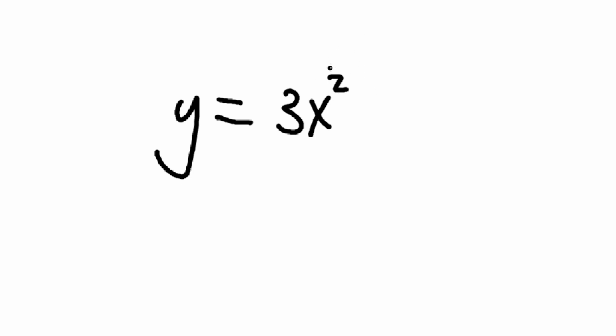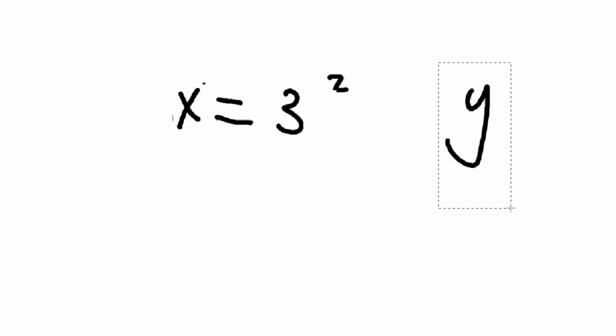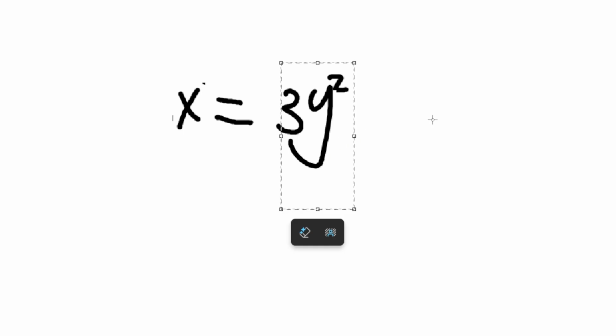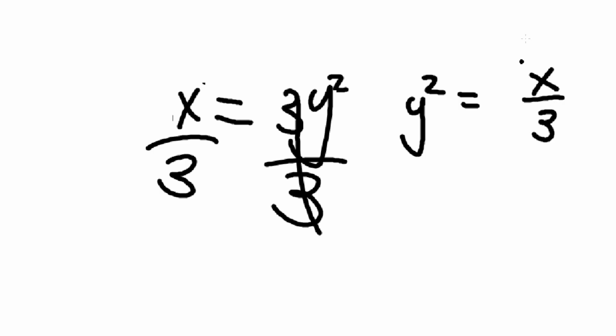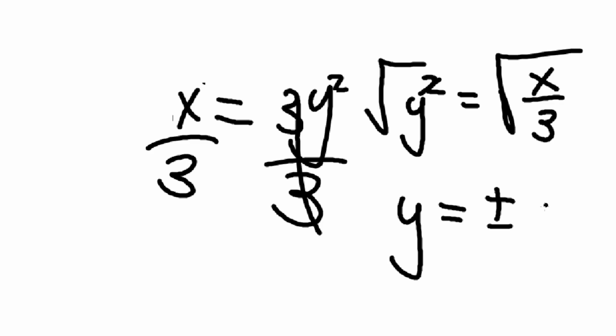We know what it looks like. To get the inverse of this function, all you do is literally just swap x and y. It's x equals 3y squared. That's the inverse. So now, to see what the function actually is, you have to solve for y. I cancel out the 3 there, and then y squared is going to be equal to x over 3. Square root both sides, and you'll get that y is equal to plus or minus the square root of x over 3.